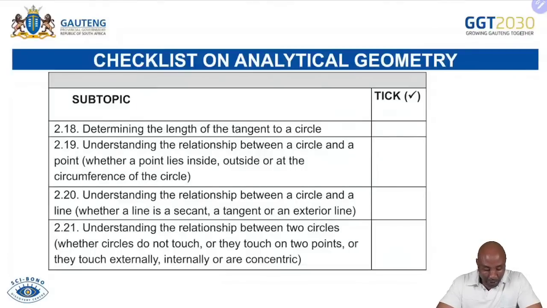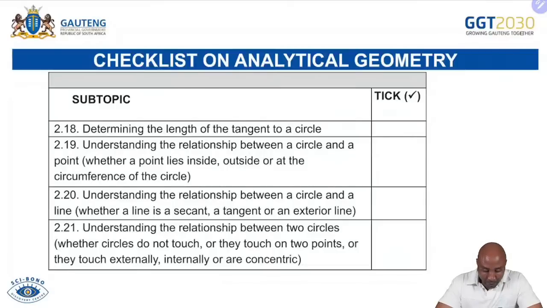The relationship between a circle and a point: whether the point is inside the circle, outside the circle, or at the circumference of a circle. Use the distance formula to calculate the distance between the center and that particular point. You compare it with the radius to deduce whether it's outside, inside, or on the circumference.